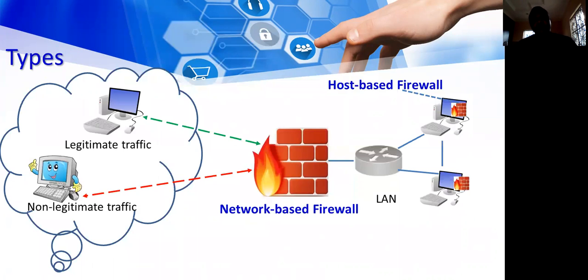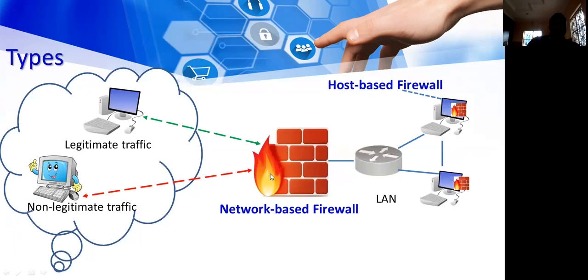Basically, firewalls can be categorized into two types: the host-based firewall and the network-based firewall. As the name implies, host-based firewalls are firewalls that are installed on the host machine. As you can see here, this computer has a firewall on it, and this one also has a firewall on it. These different firewalls installed on different systems are called host-based firewalls.